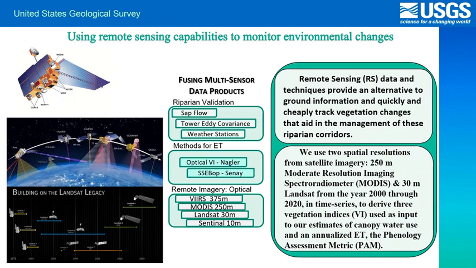What we did is we used both Landsat and MODIS and did it over 20 years and derived vegetation index as an estimate that goes into our algorithm to look at ET. And as we track that for the full year, we took the area under the curve of the vegetation index to estimate what we're calling a phenology assessment metric. And that area under the curve gives us an annualized ET.